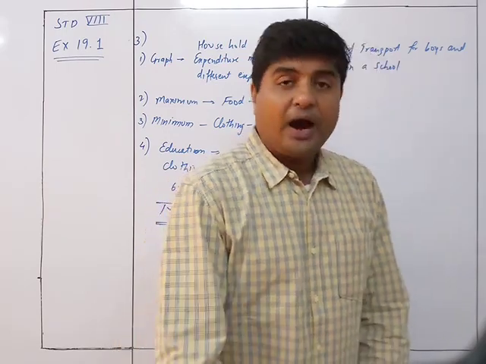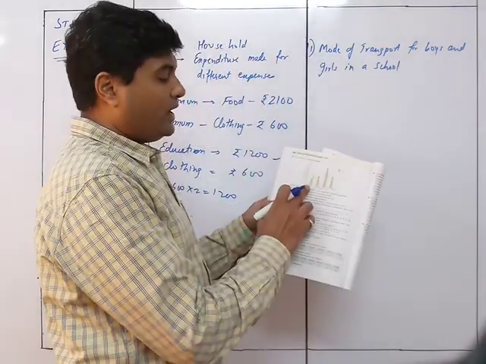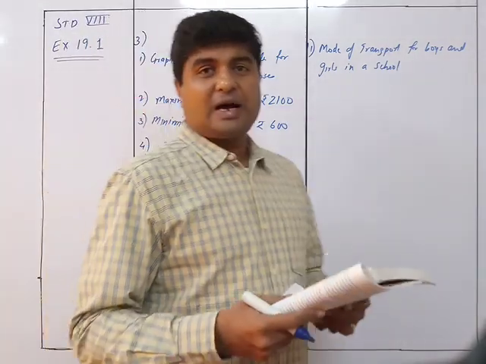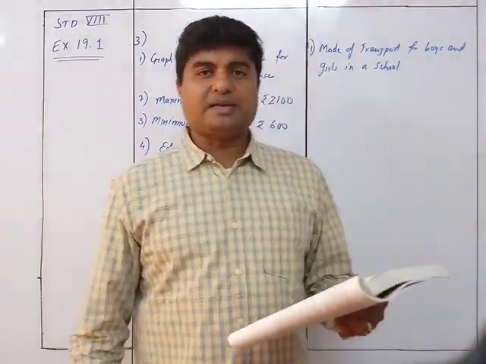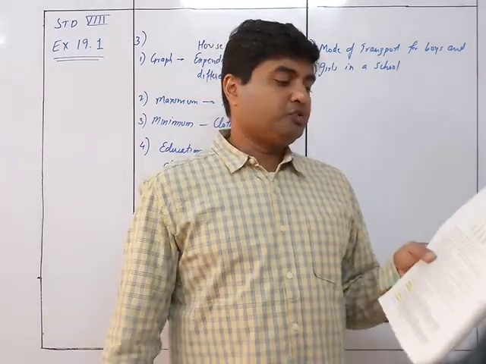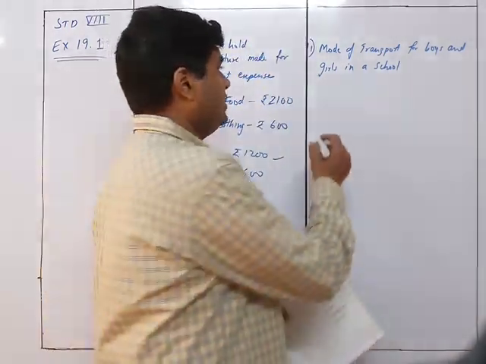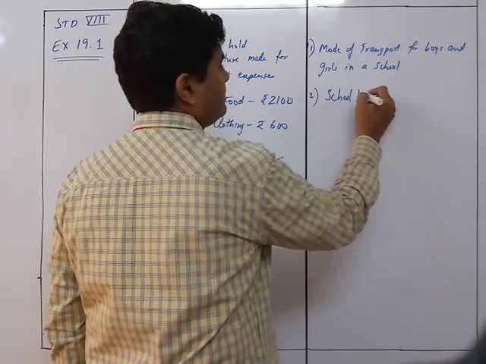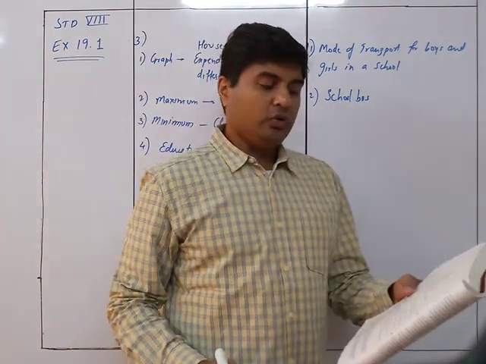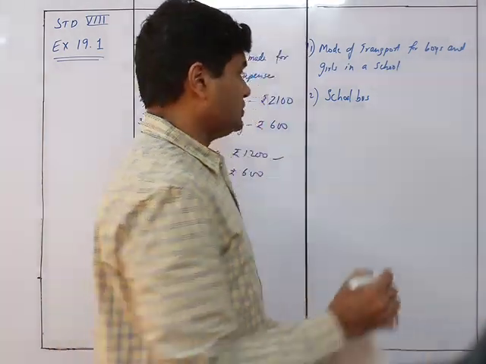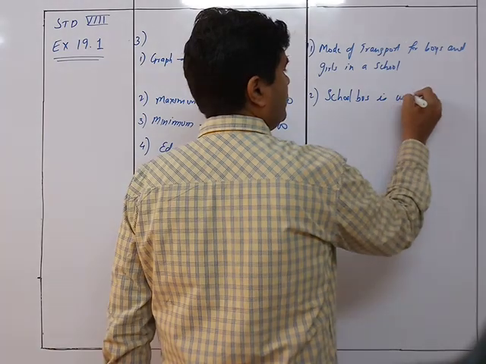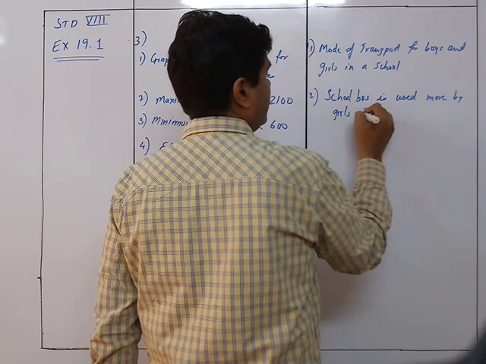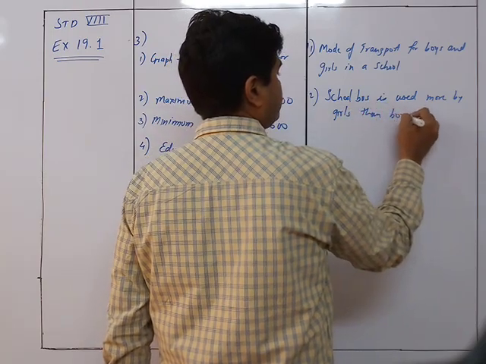So you can see out of the two over here, only the first one has a bigger number of girls. The bar of the girls, that is the rectangle for the girls, is bigger only in school bus. So the answer over here is school bus. So school bus is much more preferred by the girls. So the school bus is used more by girls than boys.